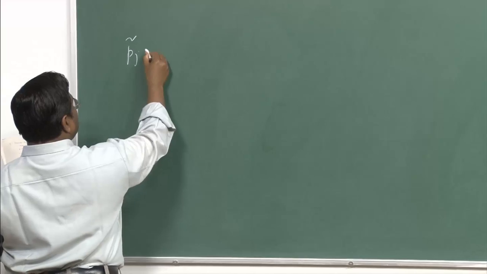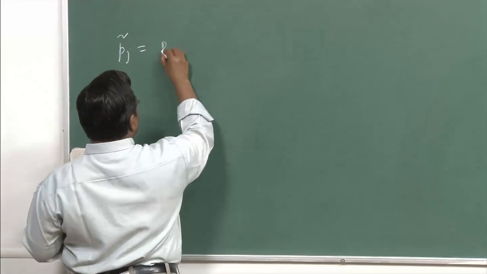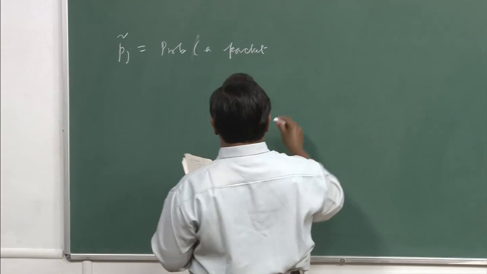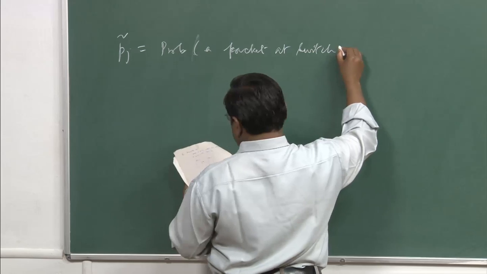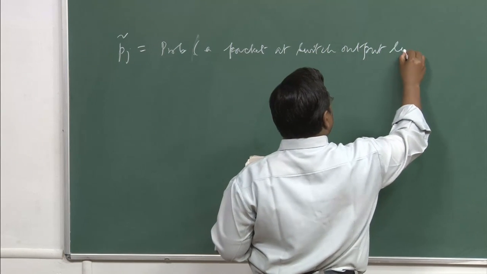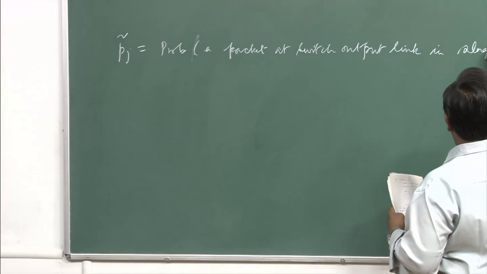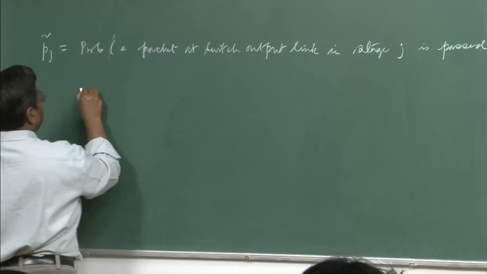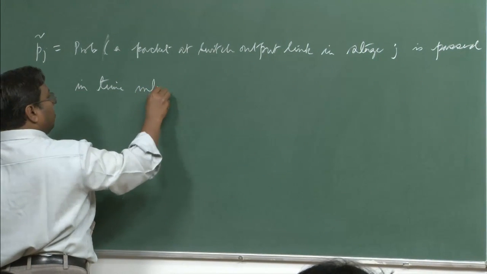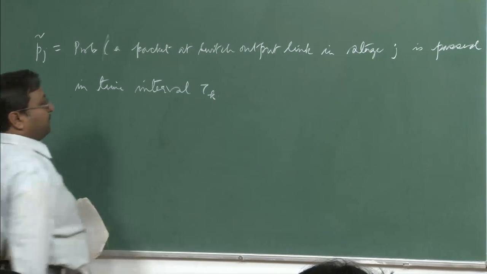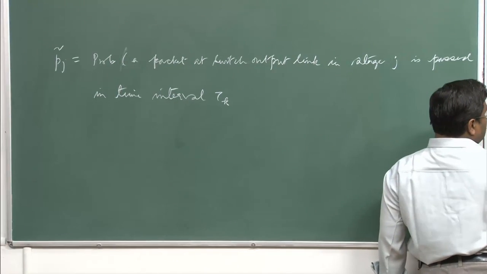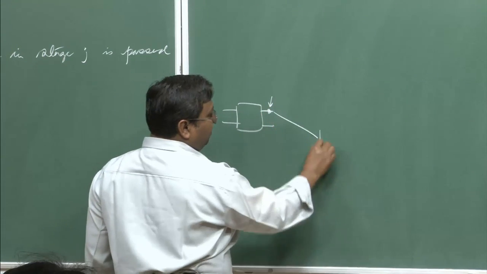So this was pj tilde. This is the probability that a packet at switch output link in state j passed forward in the time interval. And this is basically a conditional probability. It is conditioned on the packet having to be there at the output of the jth link.